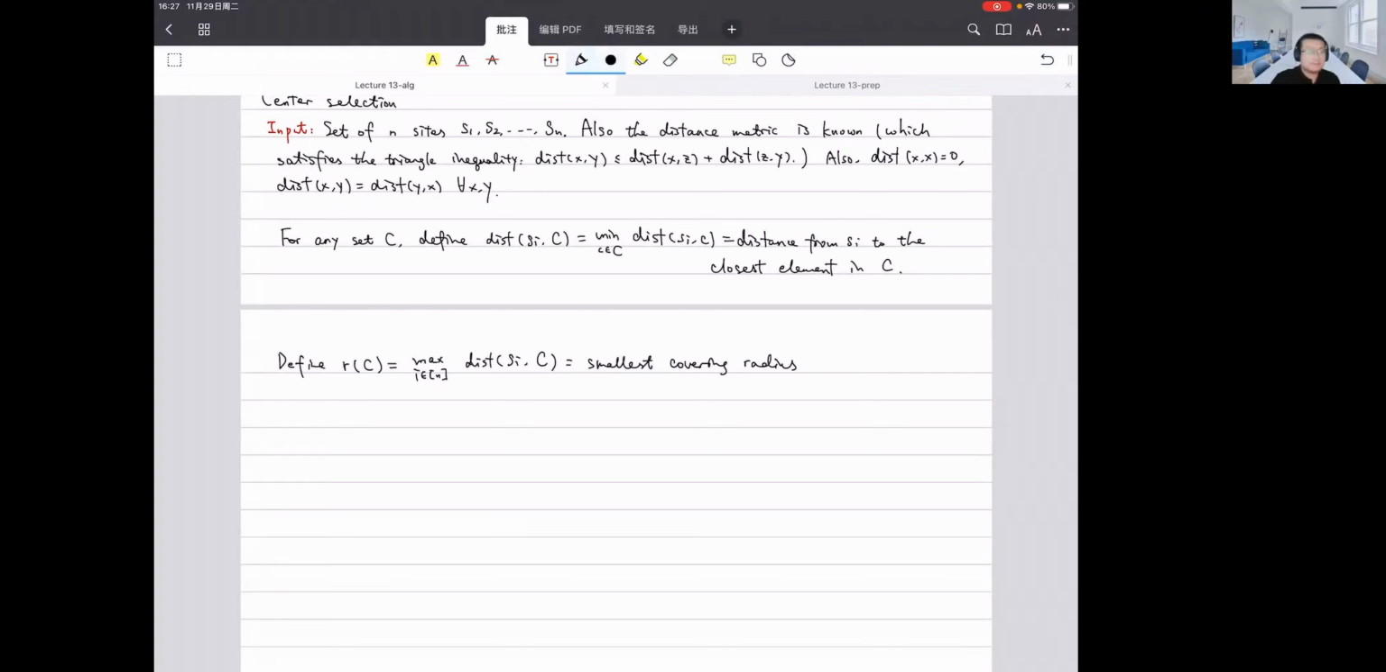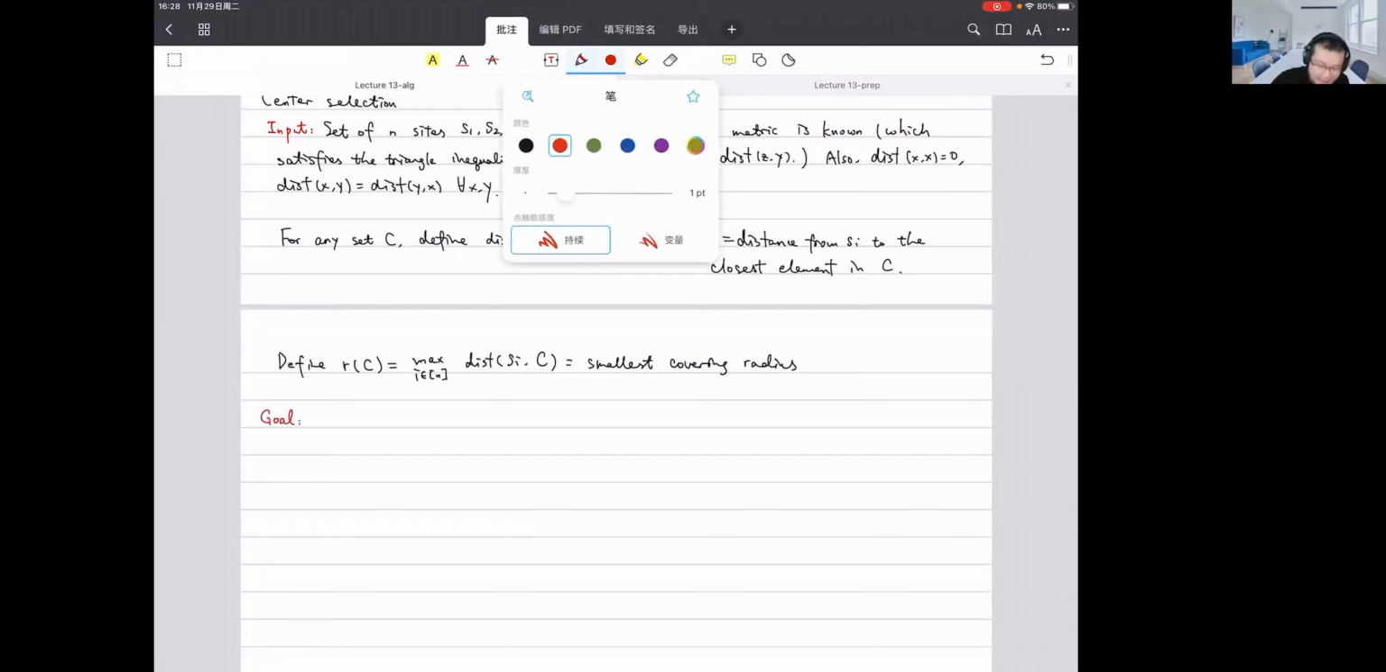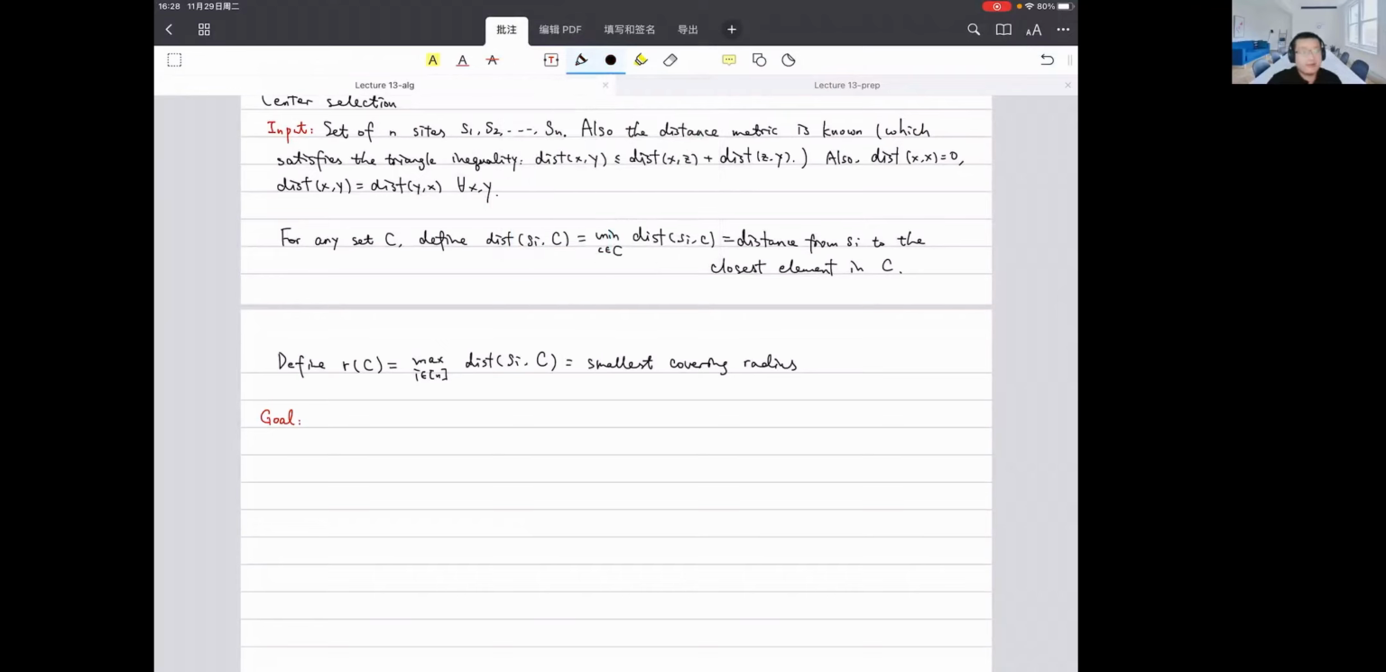So the goal of the main problem for center selection is that we want to find a set of centers C that minimizes r(C).